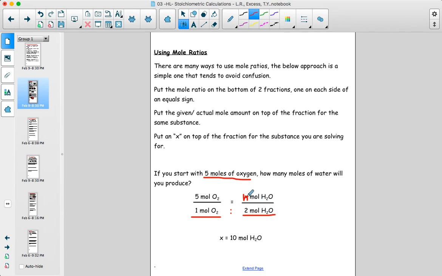numbers were trickier, in order to solve for x or n as I've now written it, you've got to multiply both sides by 2 to get rid of the moles of water on the bottom. And so in the end, the 2 moles water will cancel on this side, and we'll get 2 times 5 is 10, divided by 1 is still 10, and so the moles of water will be 10 moles of water. So 5 moles of oxygen is enough to make 10 moles of water. That's how you use a mole ratio.